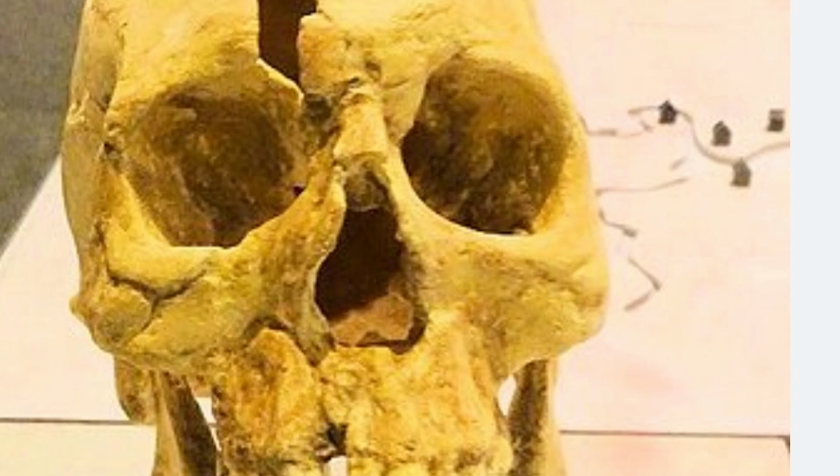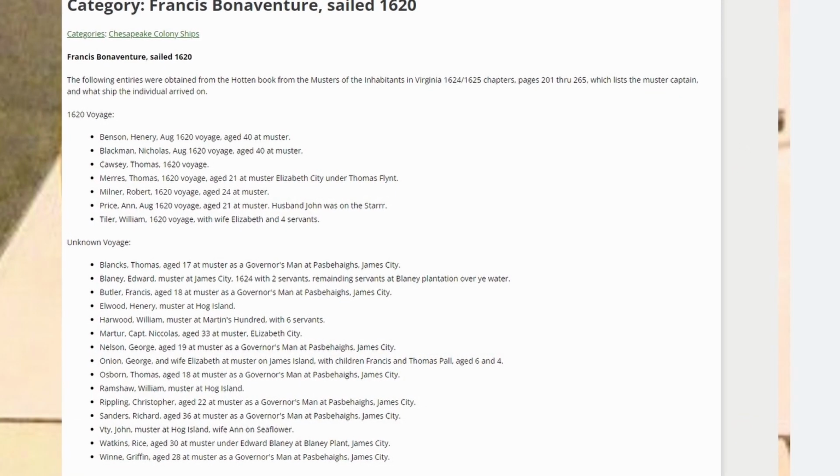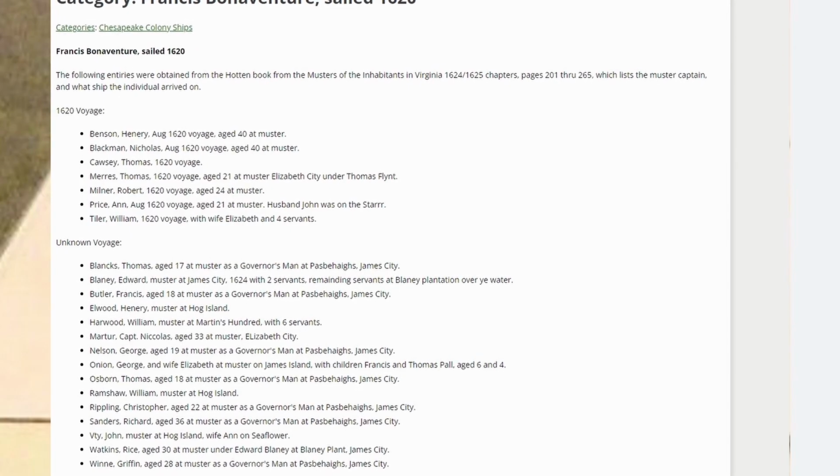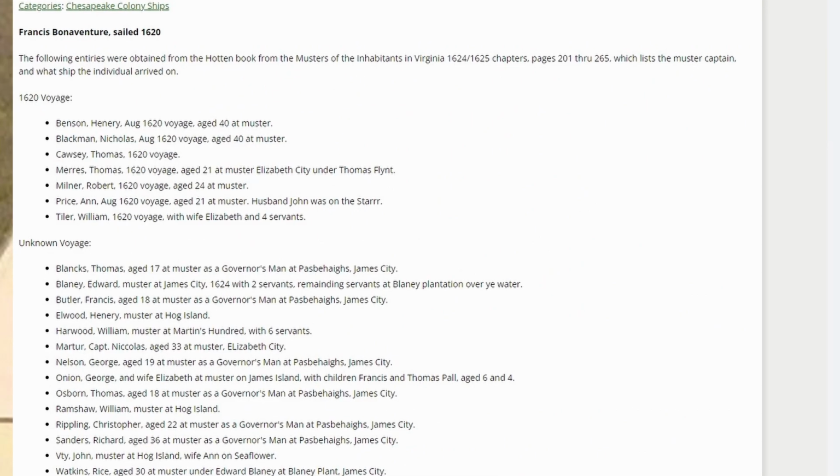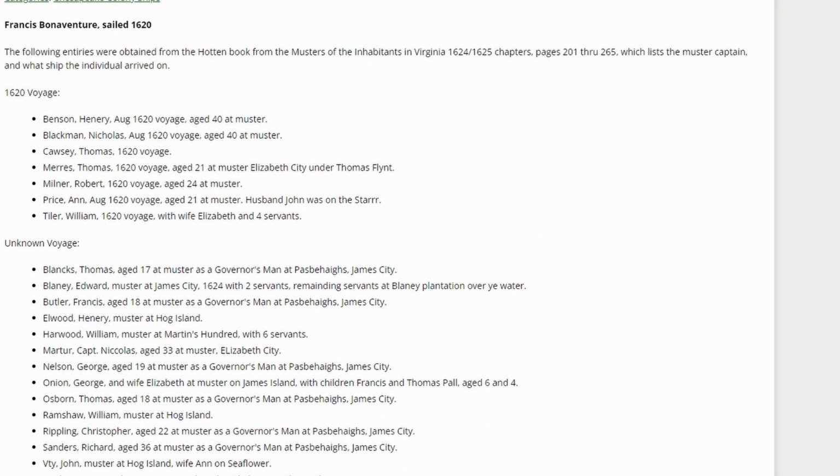This concluded that the gravesite of the 60-year-old man must have been the governor of Martin's Hundred, named William Harwood. He arrived on a boat named the Francis Bonaventure in Virginia in the year 1620. He was appointed to the governor's council when he arrived in Virginia, but soon asked to take leave because he wanted to put his focus on the Martin's Hundred plantation.